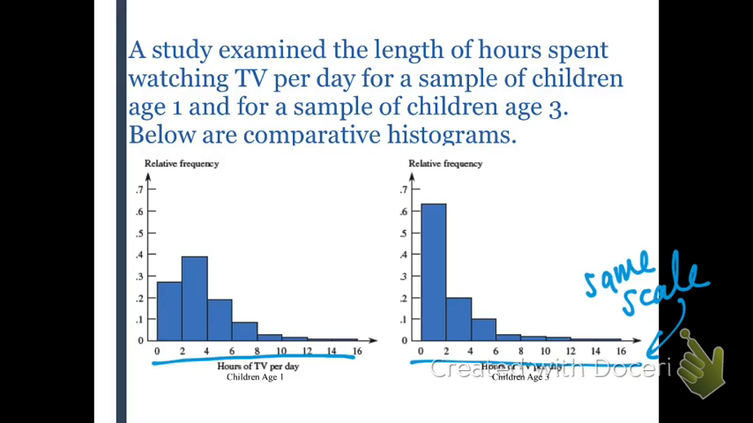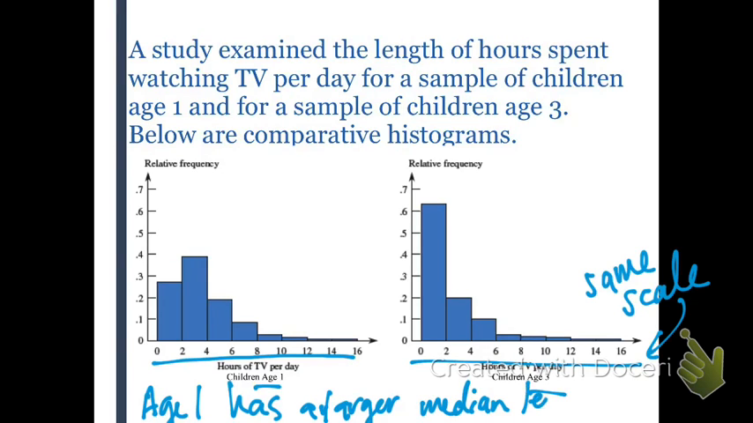So let's talk about it. If we're looking at the median, I know it's kind of hard to count, but which one would you say has a higher median, age 1 or age 3? Age 1 probably has a larger median. So age 1 has a larger median. Remember my context: length of hours spent watching TV per day. You write all that out.